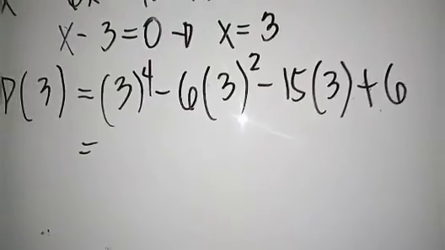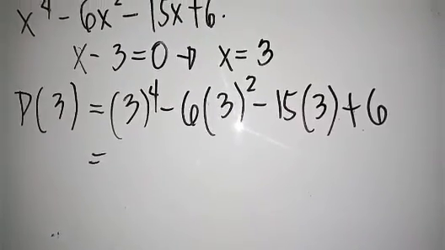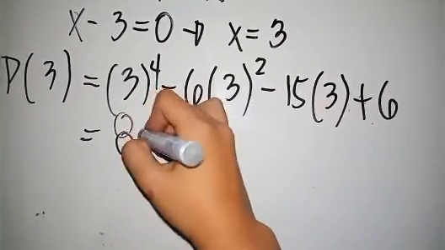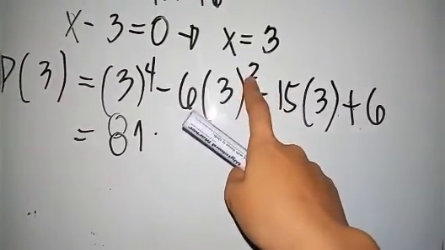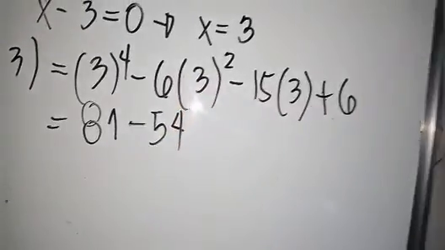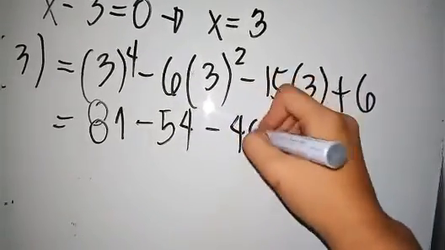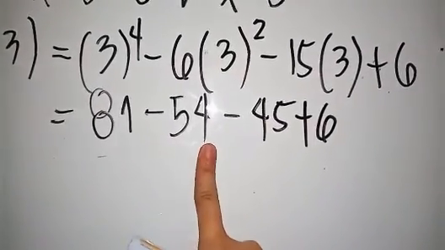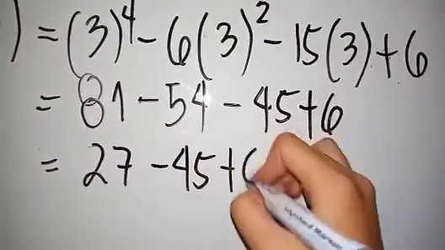So, 3 raised to 4 or 3 times 3 times 3 times 3 will give us. So, 3 times 3 is 9. 9 times 3 is 27. Then, 27 times 3 is 81. The next, 3 square will give us positive 9. Then, 9 times negative 6 will give us negative 54. Then, next we have negative 15 times 3 will give us negative 45. Then, just copy 16. So, we have 81 minus 54. It will give us 27. Then, minus 45 plus 16.